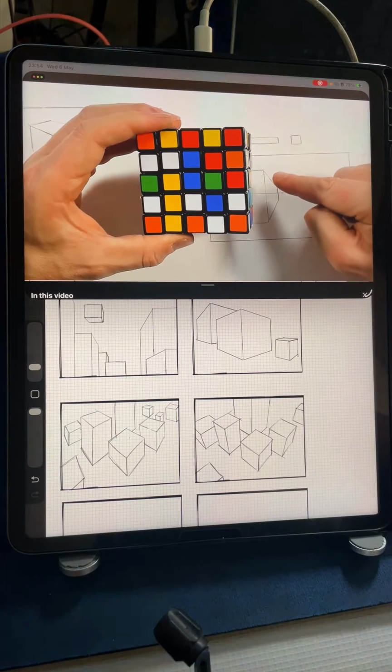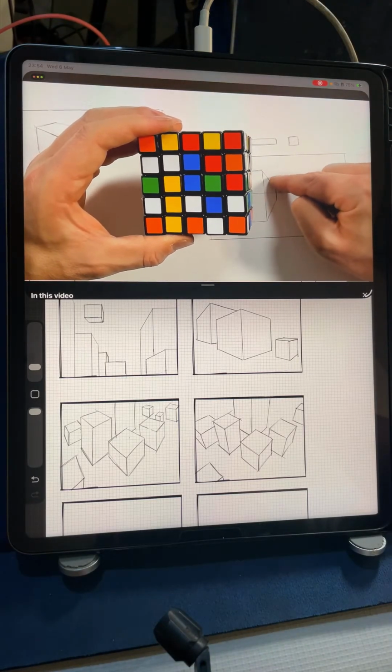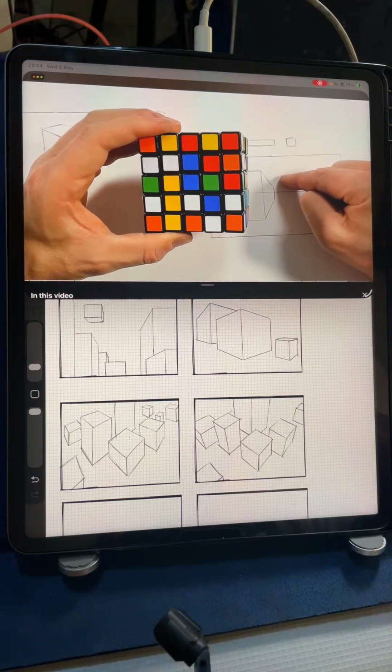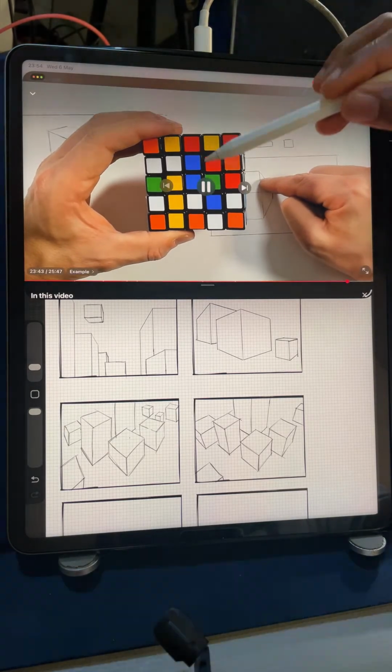My perspective point is very, very close. Just about here, or here even. And if I bring it closer.